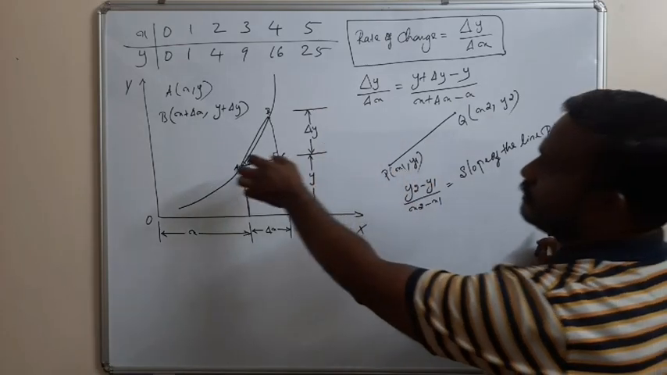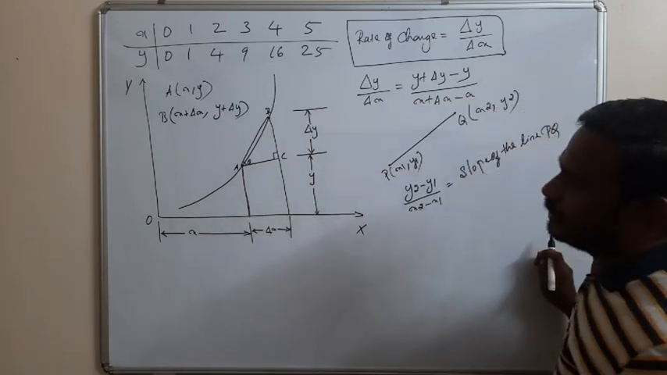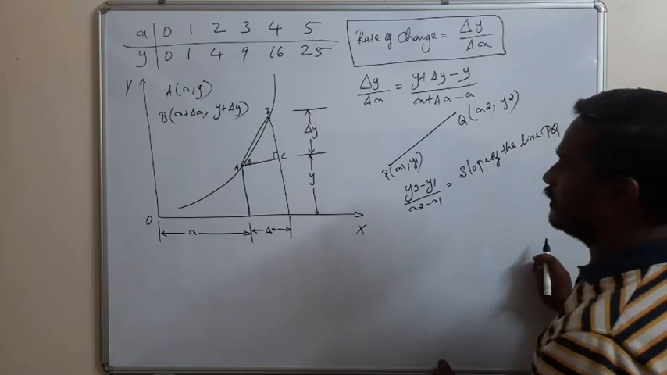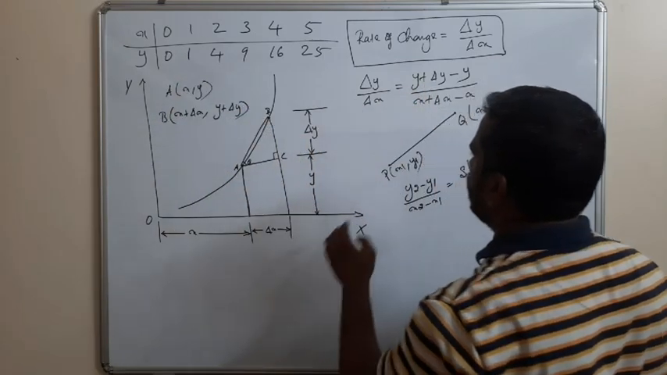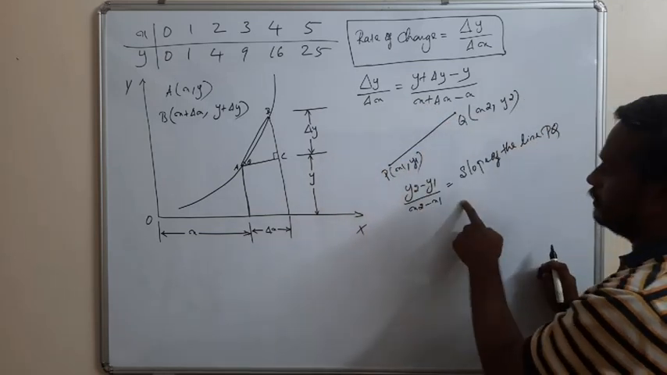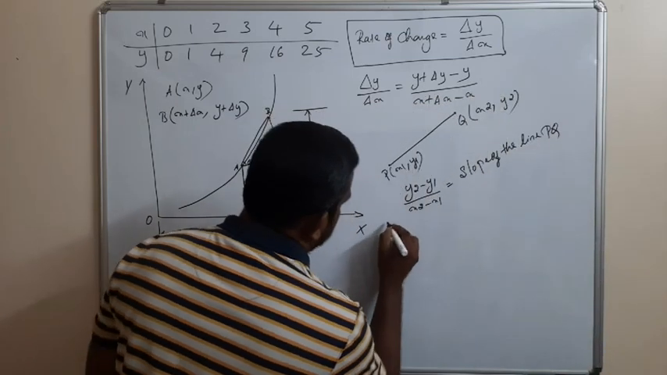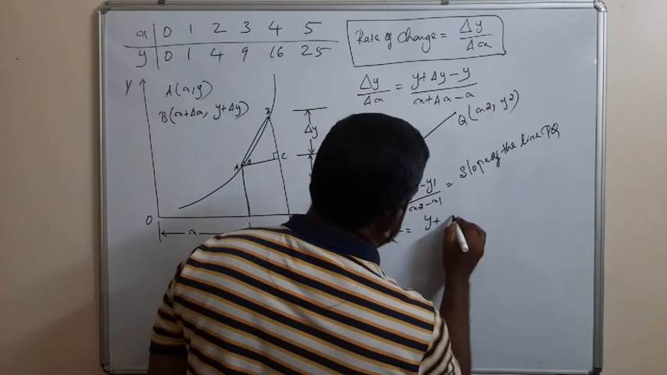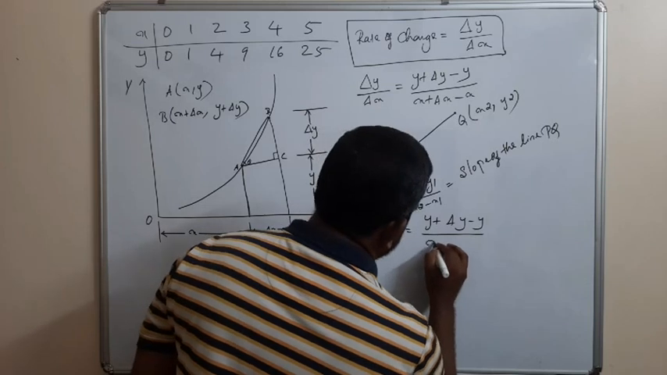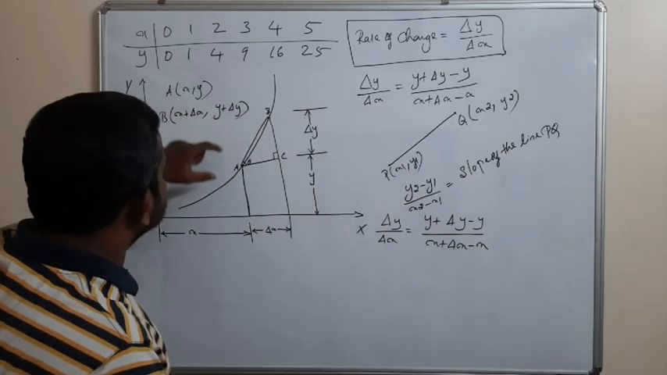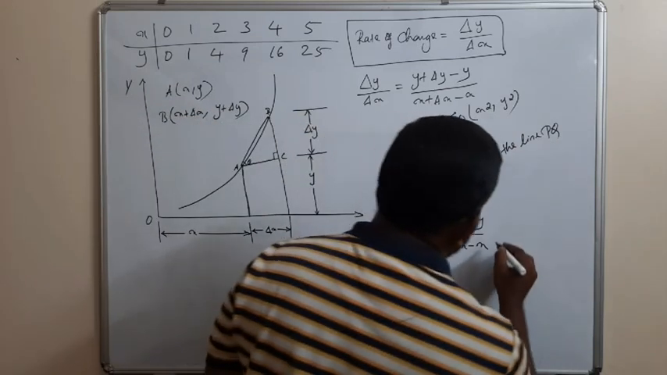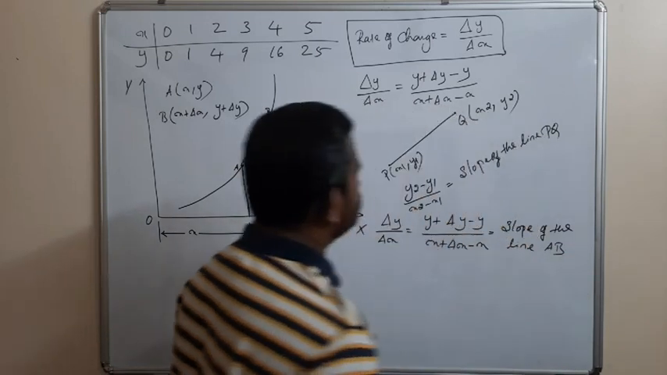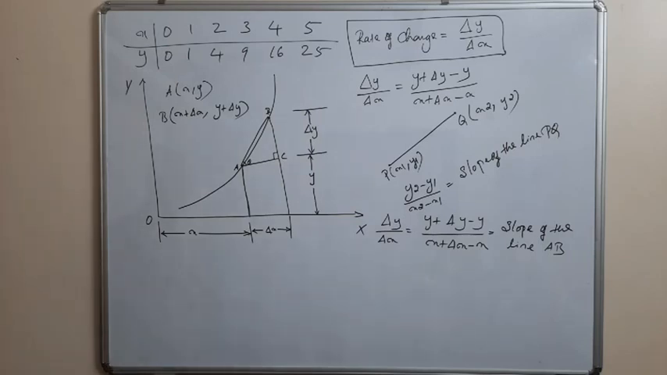Similarly, AB is a chord, with A at (x, y) and B at (x plus delta x, y plus delta y). So delta y by delta x is equal to (y plus delta y minus y) divided by (x plus delta x minus x). That is equal to the slope of the chord AB, the slope of the line.